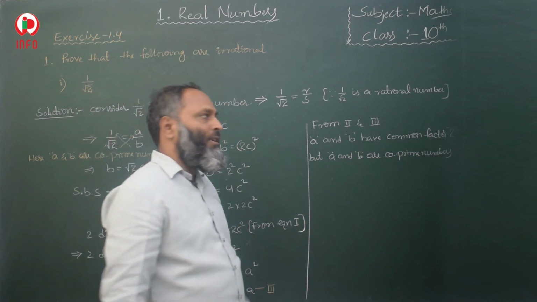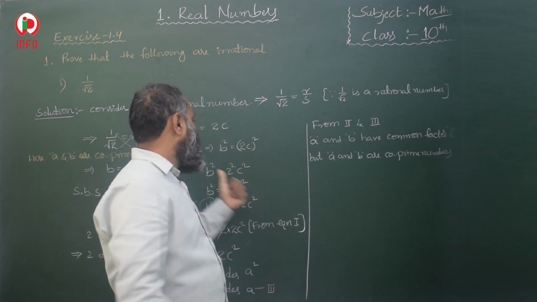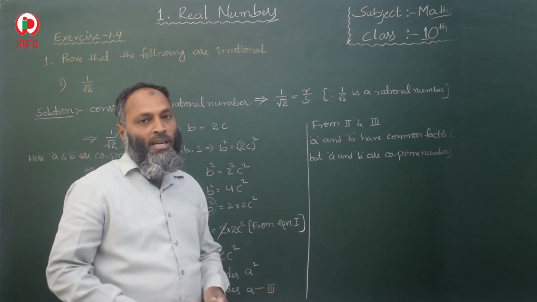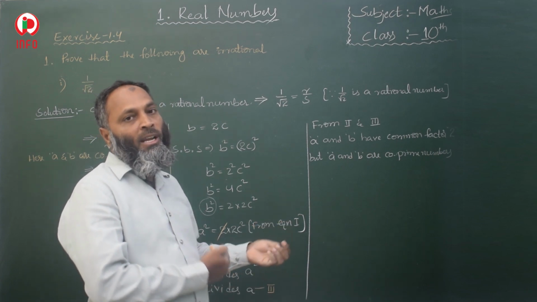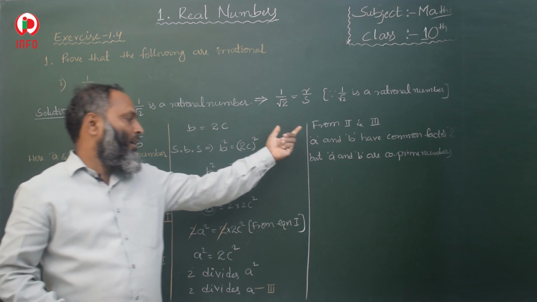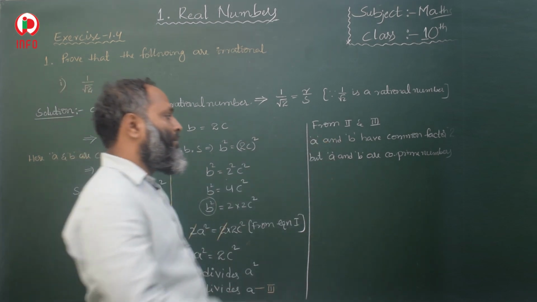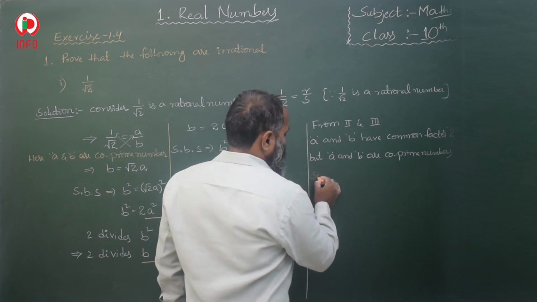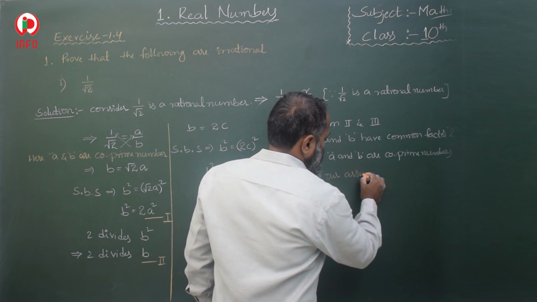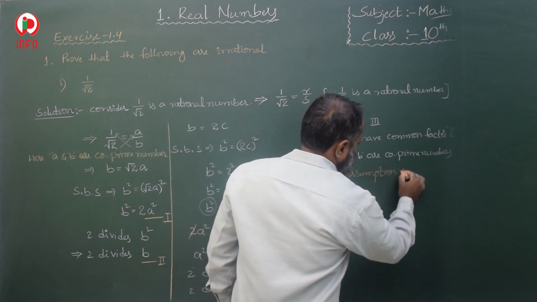Our assumption is that A and B are co-prime numbers, but after solving we are getting 2 as a common factor. So these two are not correct. That means our assumption is false.